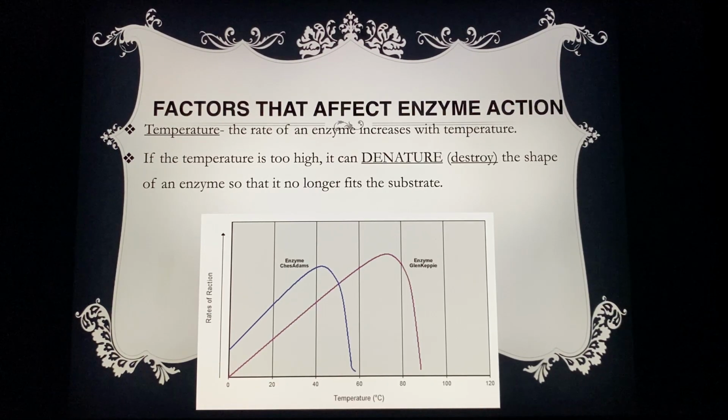So what are some factors that affect the actions of enzymes? One is temperature. The rate of an enzyme increases with temperature. If the temperature is too high, it can denature. I talked about that earlier. Basically, they split apart and destroy the shape of the enzyme so it no longer fits the substrate.